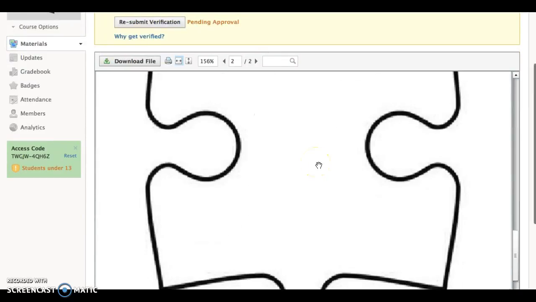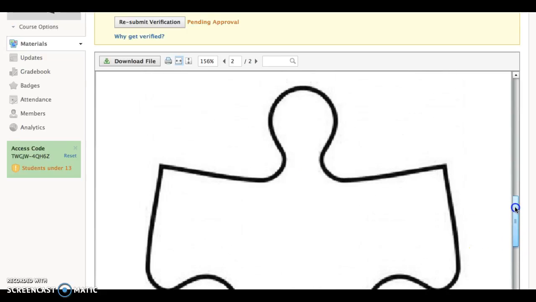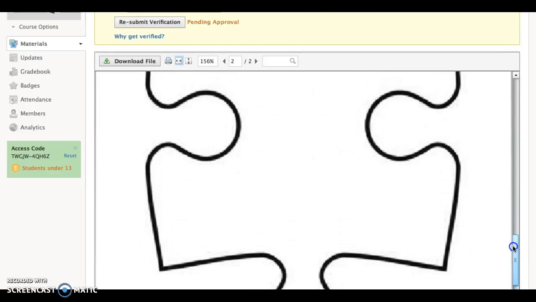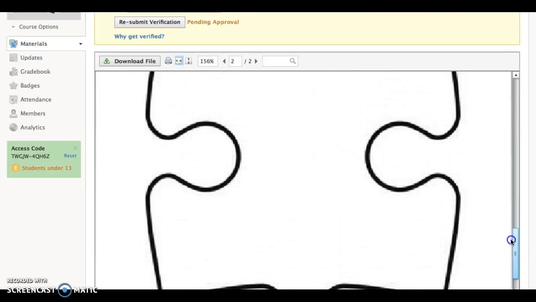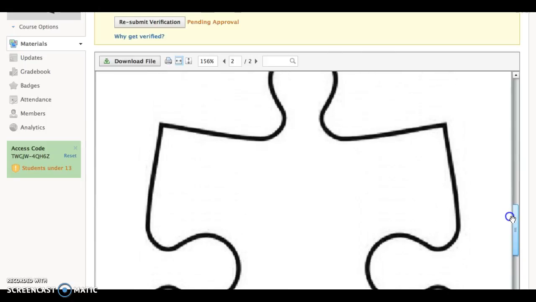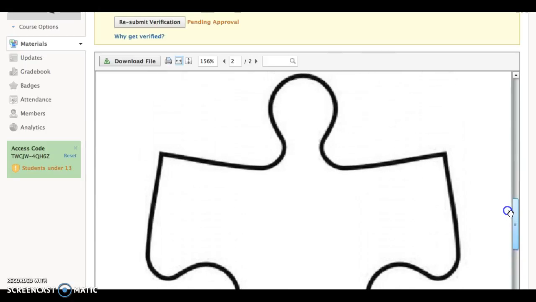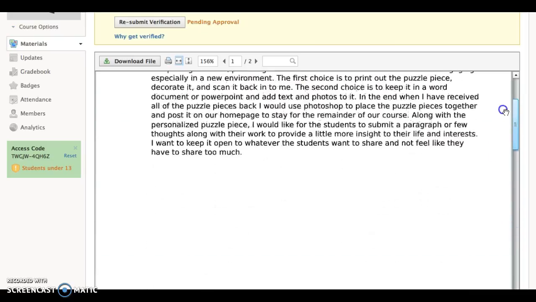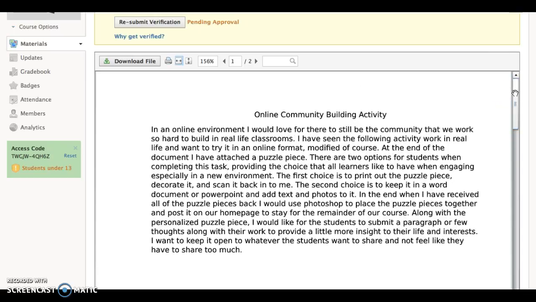Basically what they're going to do is they have the opportunity to print out this puzzle piece, or they have the option to leave it on the computer at home and add what makes them unique. What pieces of them are they going to bring to our classroom so that we can put the puzzle pieces together to build our classroom with the different pieces that we all bring.